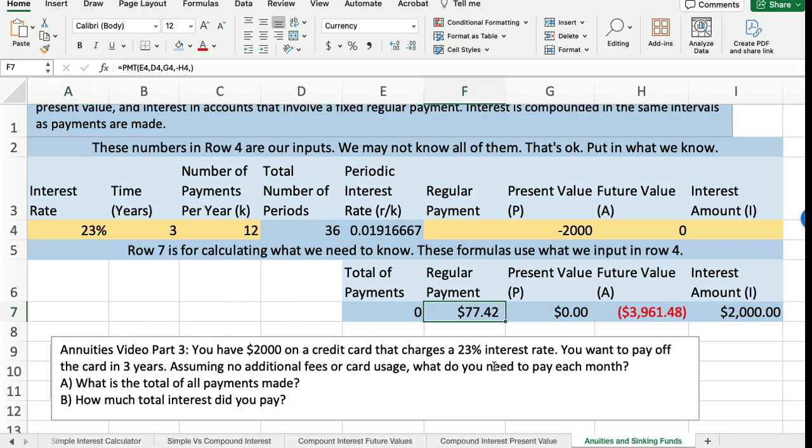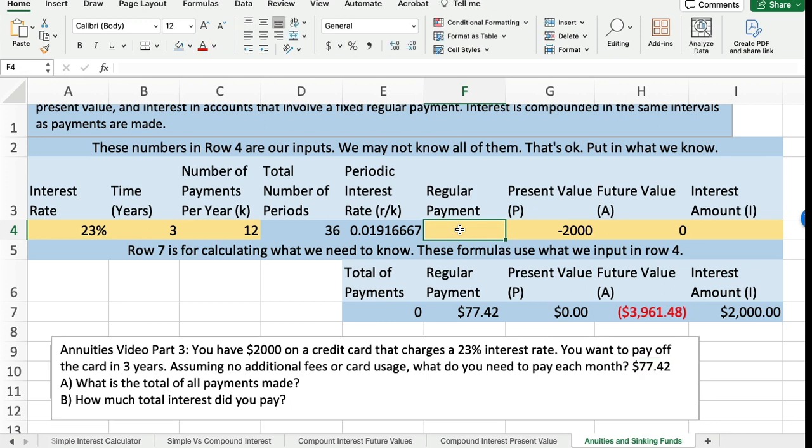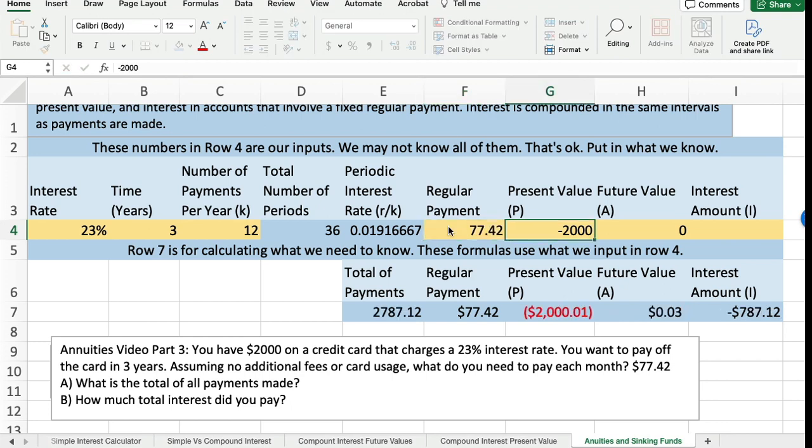And as you can see, there's our regular payment. Our regular payment is going to be $77.42. So I can go ahead and type that. Right there, that's my answer to the first part of the question. So I'm going to go ahead and copy that up in cell F4. Let's put our 77.42 there and see what happens.